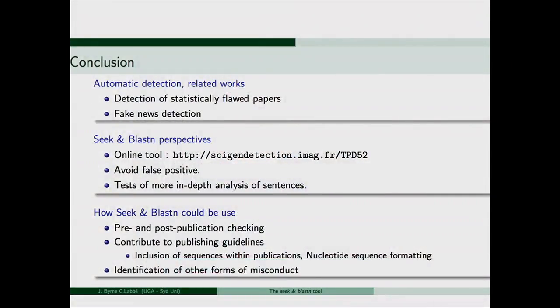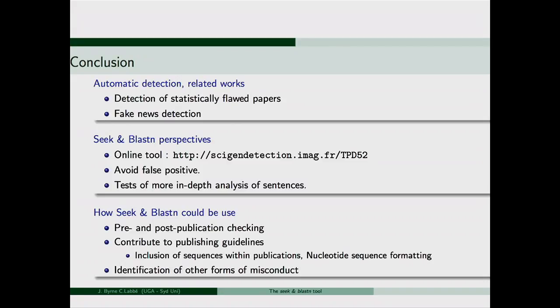And there is also a trend to try to detect statistically flawed papers. There exist some tools that extract numbers from the papers and try to see if the p-value is good and things like that. So we are going on another track here. Let's try to find the facts in the text and check them. There is an online prototype available at this URL. And the next steps will be to avoid as much as possible the false positives that we have in our results.